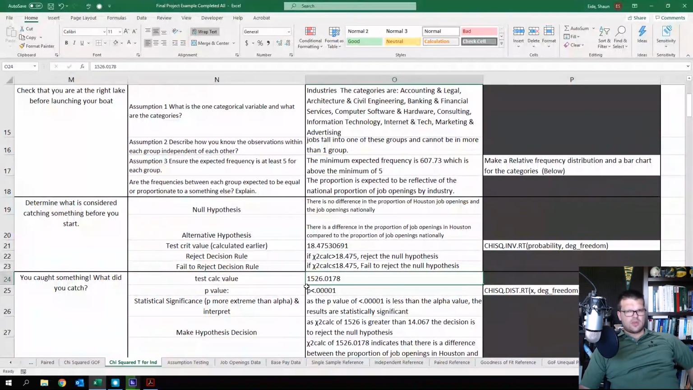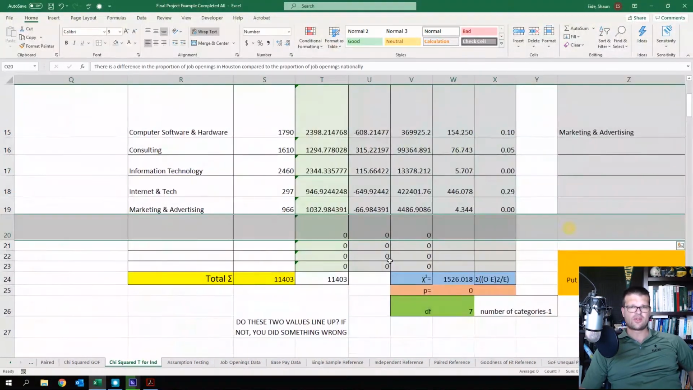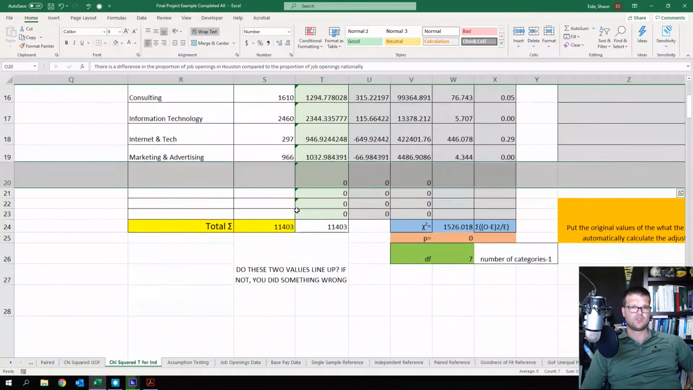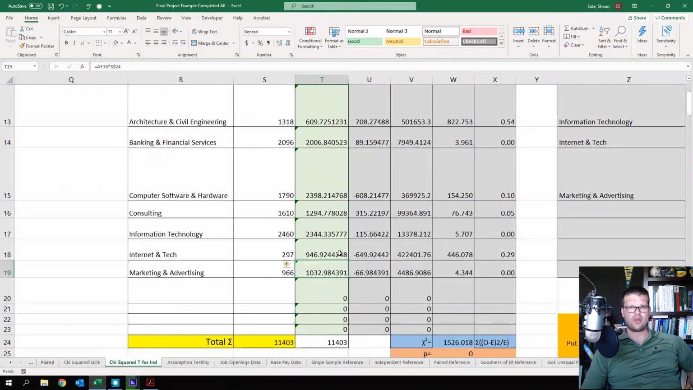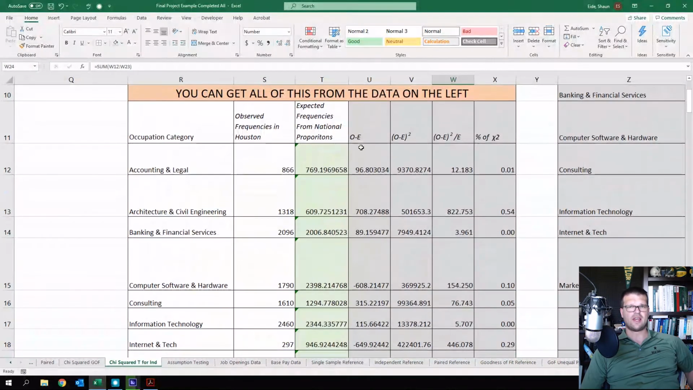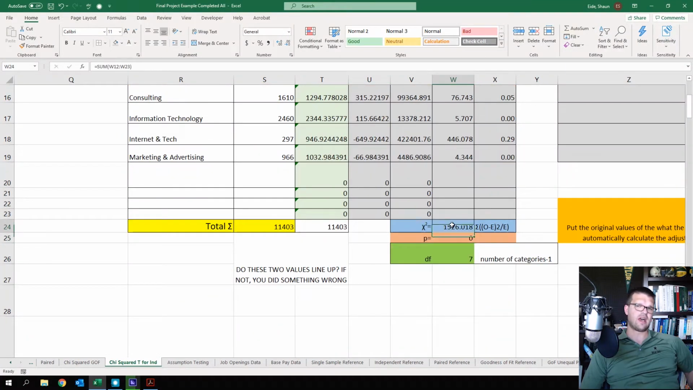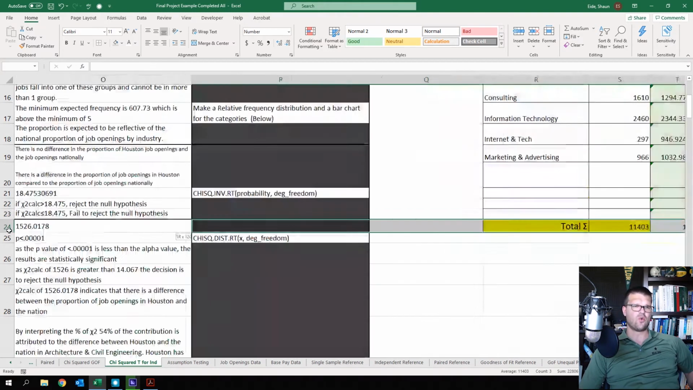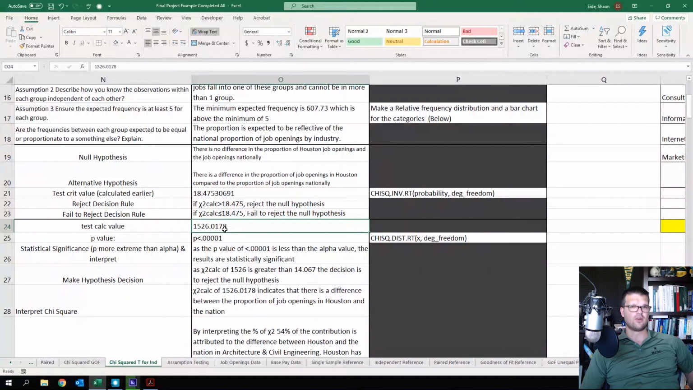Also, what's the test calc value? In order to determine the test calc value, all you've got to do is come over to this fun little chart that we already made, this contingency table with the additional calculations. If you go down to the bottom, it should have already calculated the chi-squared calculated value for you. It looks at the difference between the observed and expected, you square it, and then you divide it by the expected scores, and then you add all those together to give you the chi-squared calculated value. So our chi-squared calculated value is 1526.0178, so I put that right there.